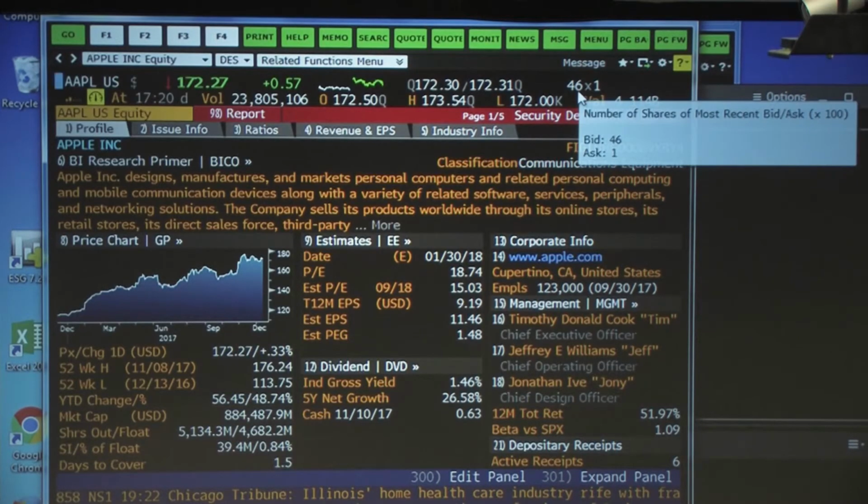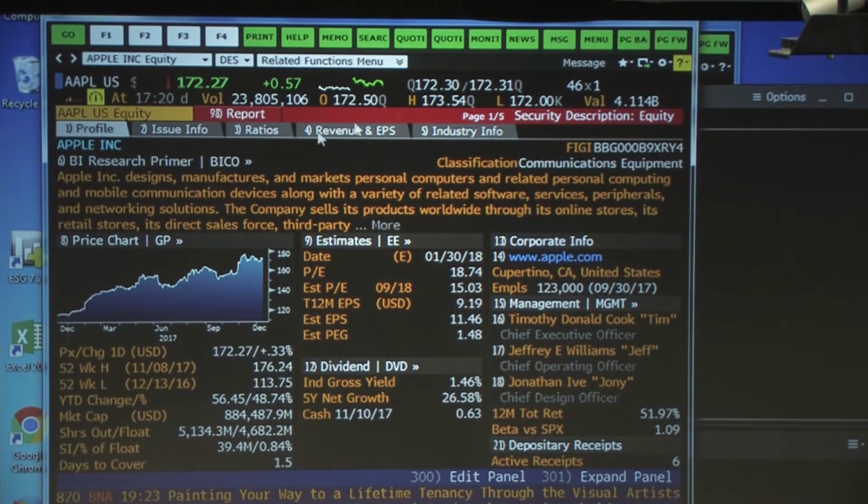So DES gives you an overview of the stock. It'll tell you basically what the company does at its simplest form. It'll give you a chart of the price. It'll give you some basic financial metrics, earnings. It'll give you information about its dividends, corporate information, and then a little bit about its management team. But there are multiple things you can look at here. So remember how I said if you see an orange box, it allows you to change it. So basically, if you enter in a different security here, it'll pull it up.